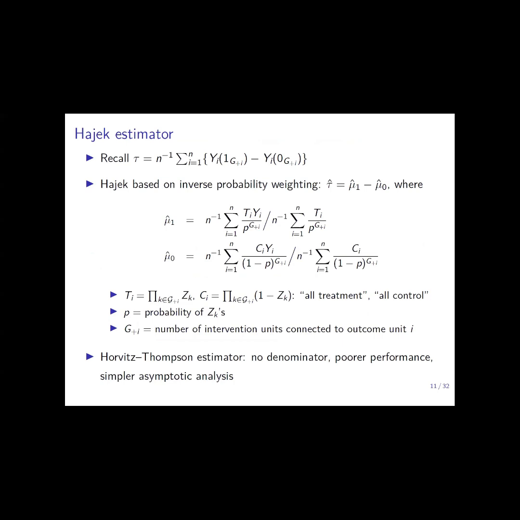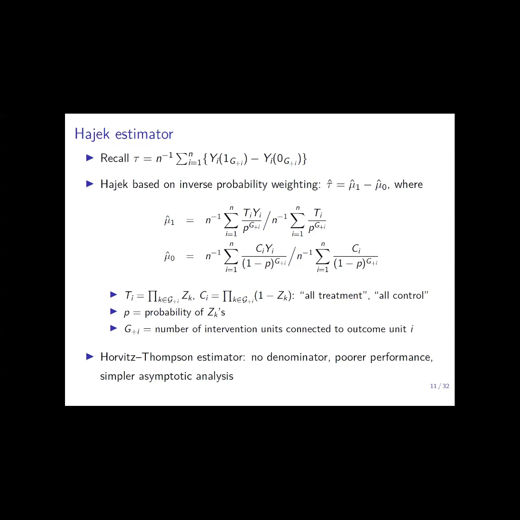If you look at this Y1, how do you get information about this Y1? You can only get information from those outcome units connecting to all treated intervention units. How do you get information about this Y0? You can only get information from those units with intervention units receiving control. Okay, there's no surprise because in some sense we are doing non-parametrics here.